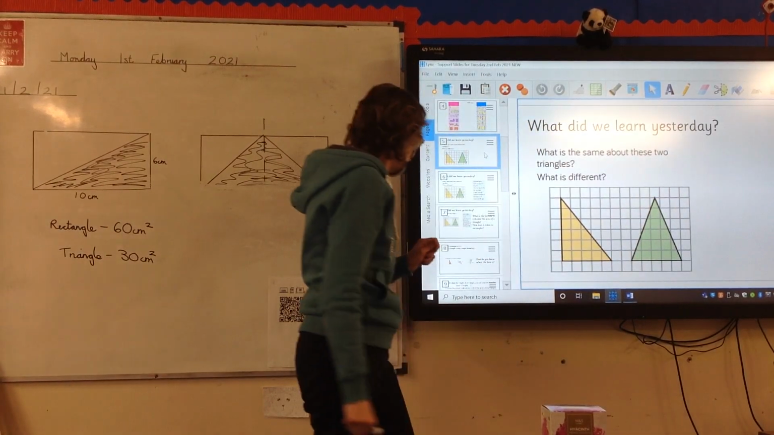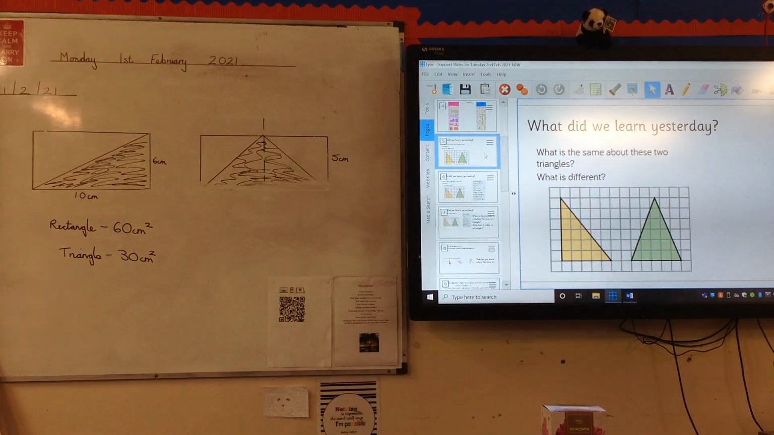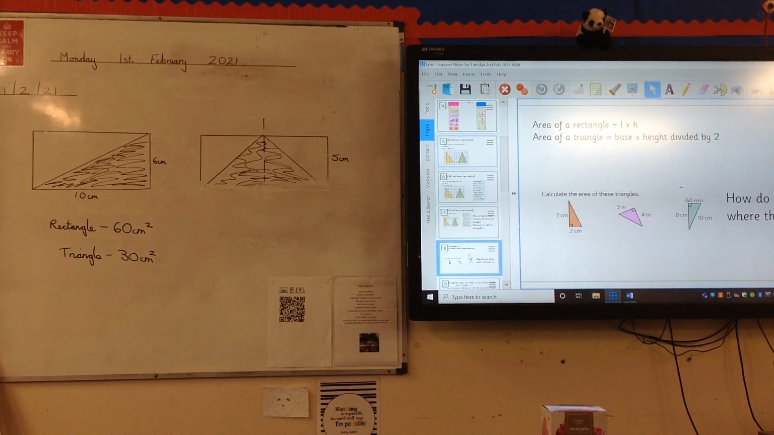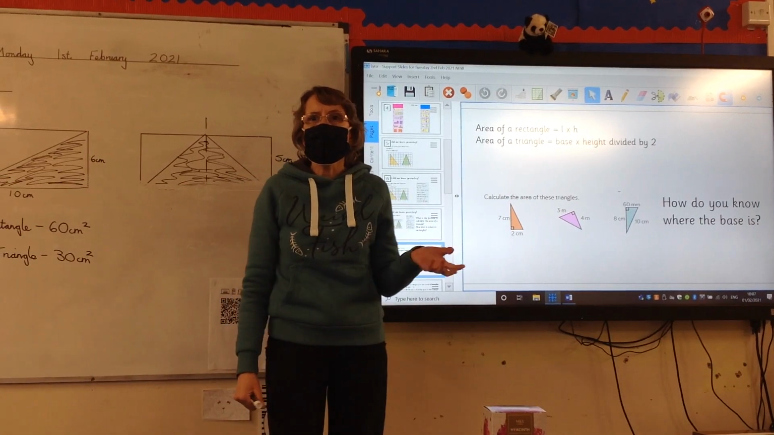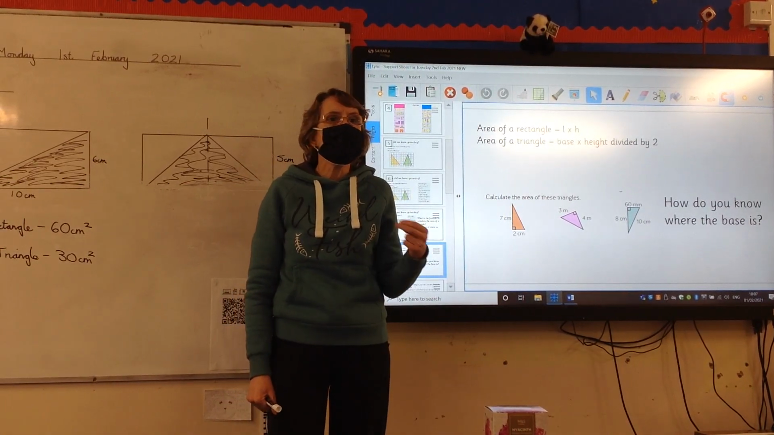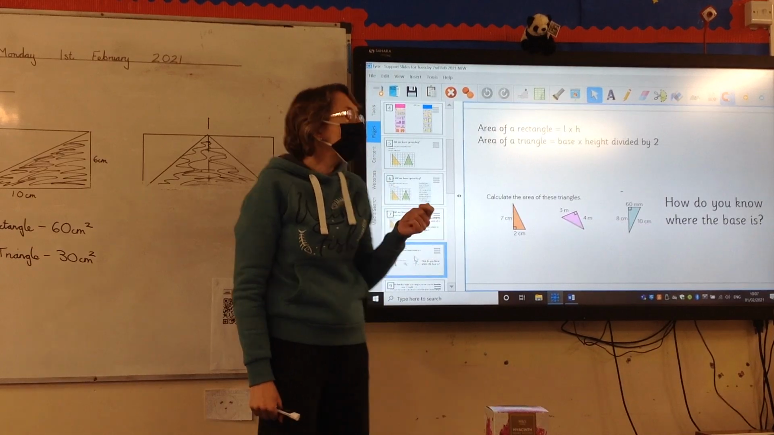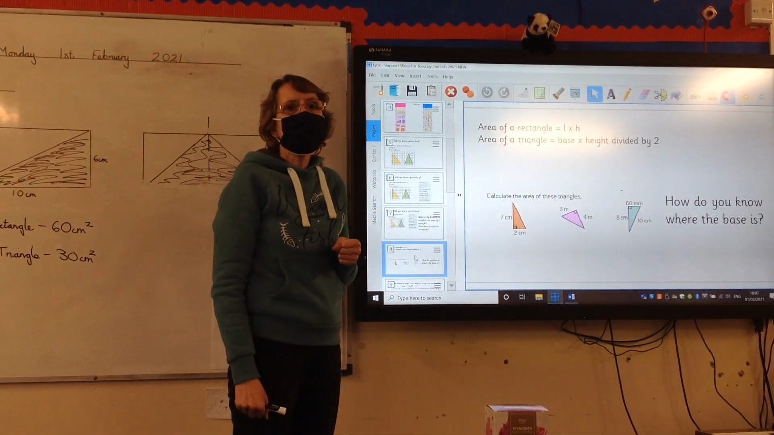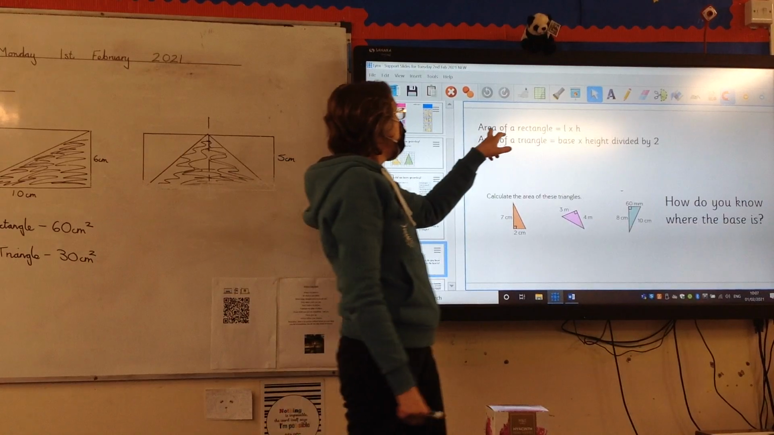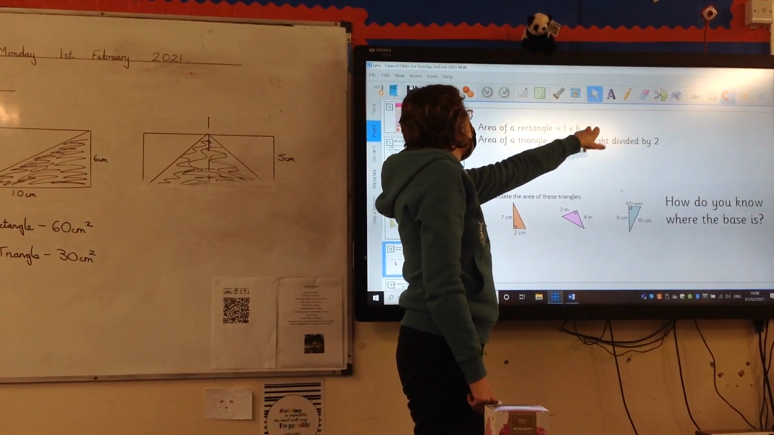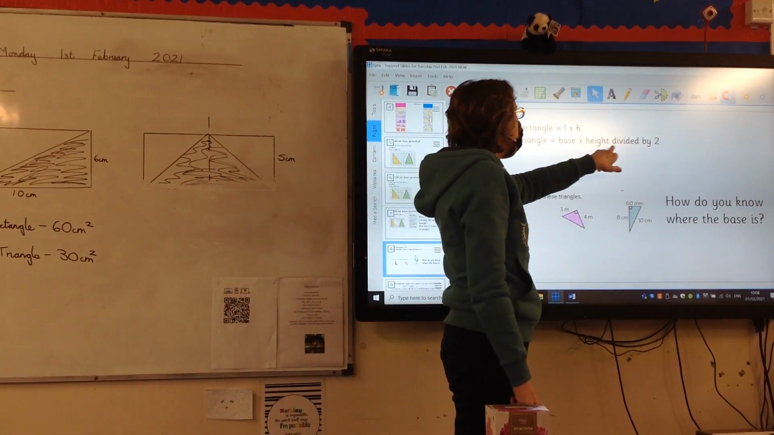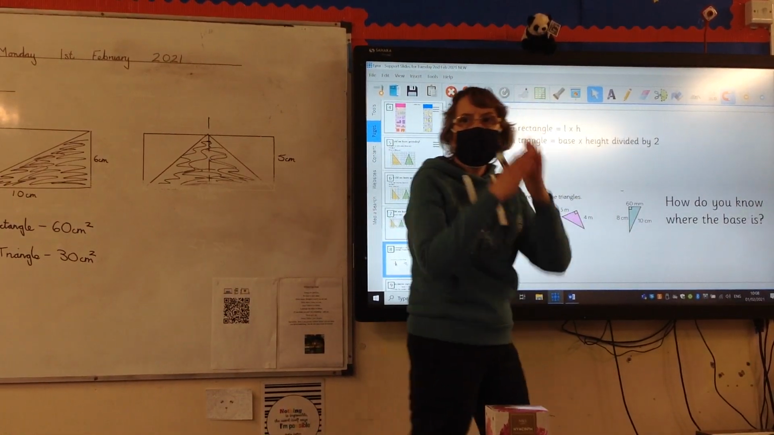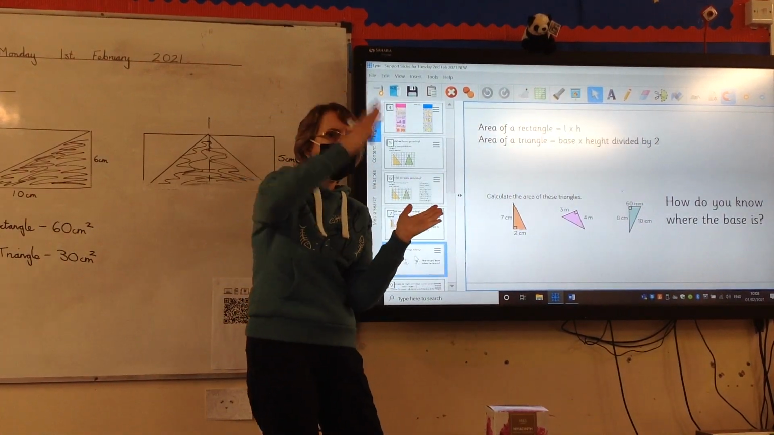Okay. Right. Just want to show you the last slide, because we can put that into an actual formula. Just like we did with area, we had area equals length times width. We can make a formula for finding the area of a triangle. We know the area of a rectangle is length times width or length times height. The area of a triangle is base times height divided by 2, because we're imagining it's a rectangle and then we're halving it.